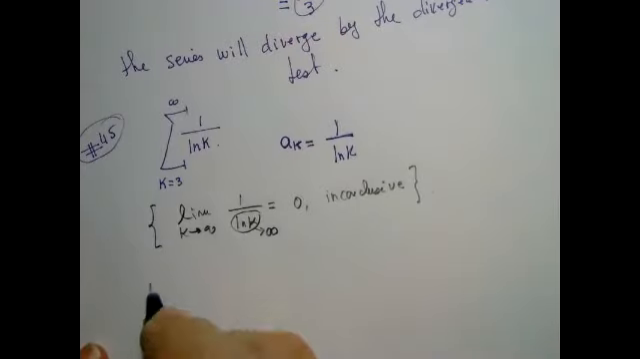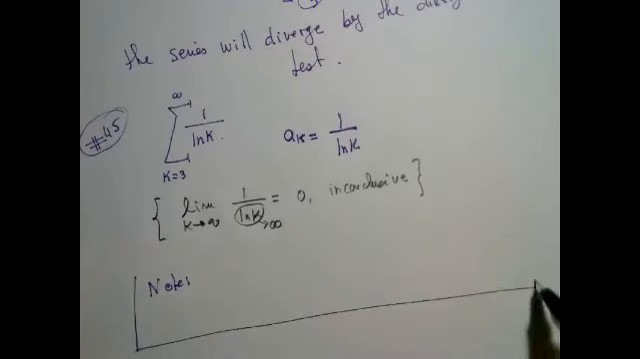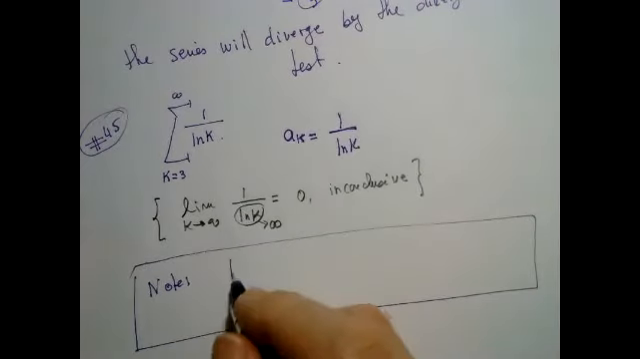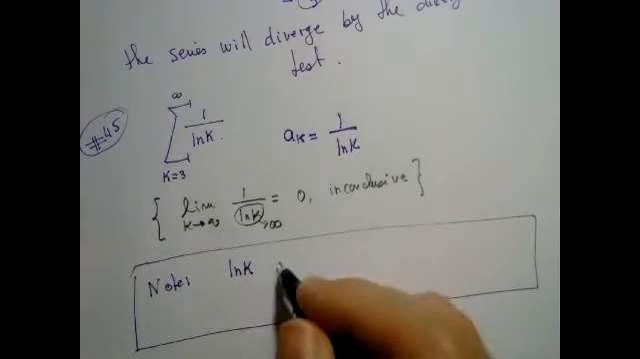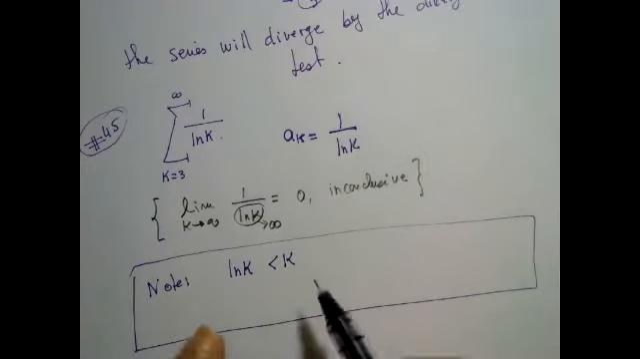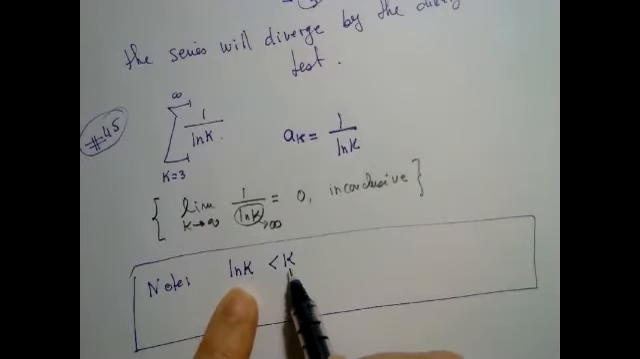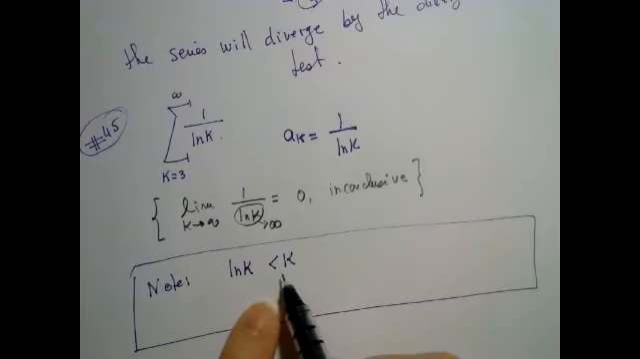Something that we should know, that's why I assigned this problem, is the following: ln of k is always less than k. So all of you want to compare it to that. I'm going to put it in a very clear way: ln of k is less than k. What do I mean by that? ln of 2 is less than 2. ln of 3 is less than 3. ln of 4 is less than 4.